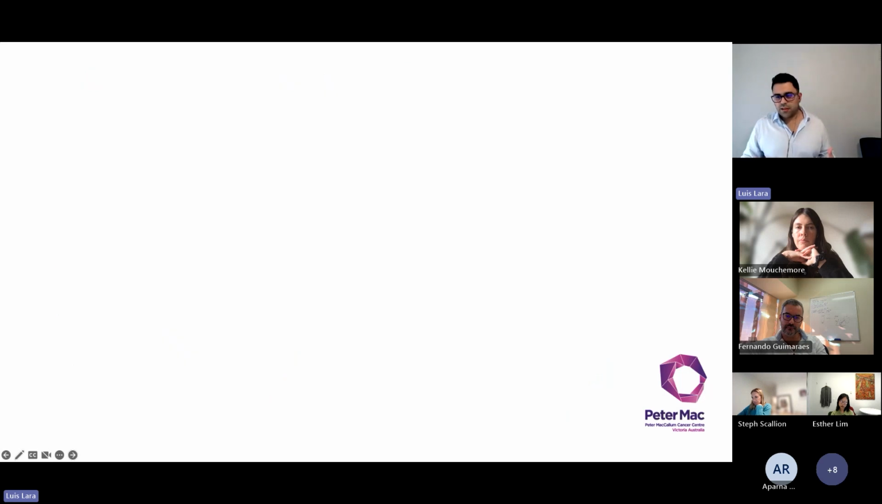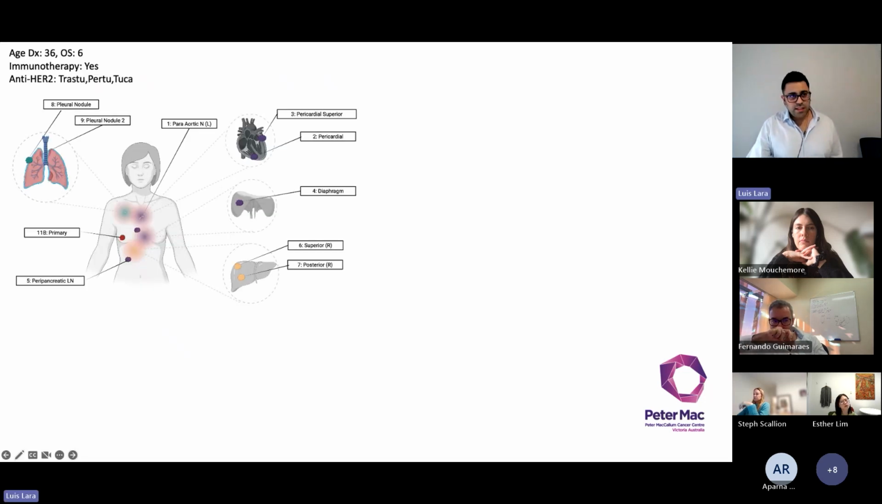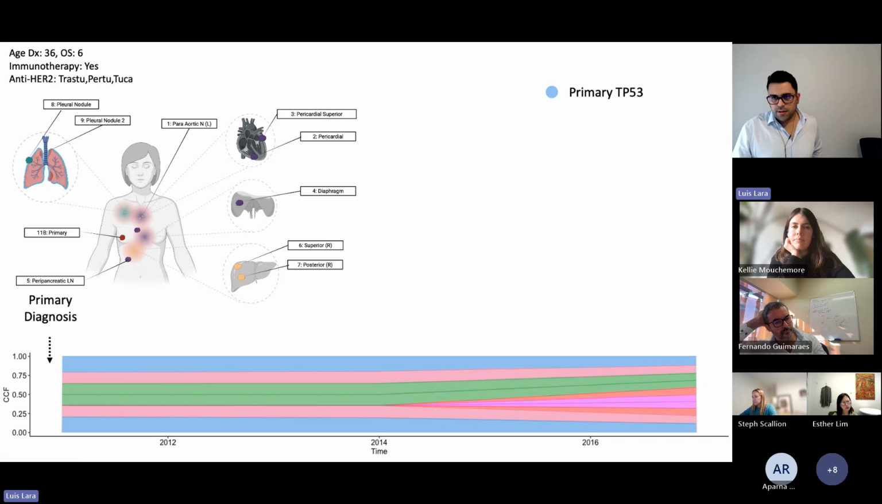And just to start wrapping up, I want to show you an evolutionary reconstruction of a patient. This patient was diagnosed with cancer at 36 years old and had an overall survival of 6 years. This patient had immunotherapy, enrolled in a clinical trial evaluating immune checkpoint inhibition, and along the way had multiple anti-cancer agents. When we sequence the primary tumor, we observe, of course, amplification of HER2 with key drivers like p53. So this is a bad starting point.